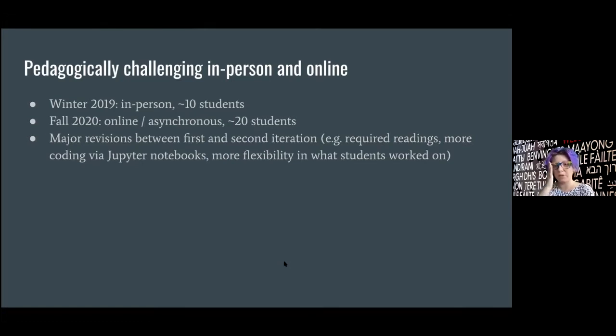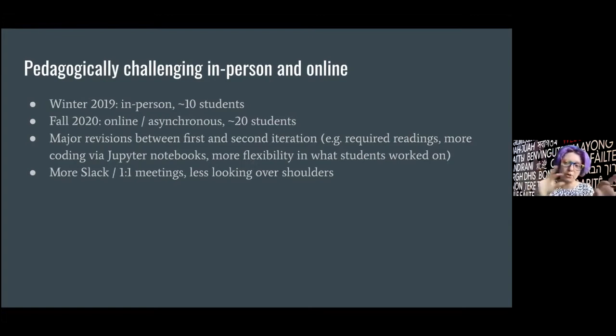There were major revisions between the first and the second iteration. The first time, I think I maybe went a little bit too extreme in terms of radically different pedagogy. There were no required readings, for instance. And I think this was a helpful scaffolding and more familiar thing for the students to actually have some readings as the basis of discussion this time around. And there was also more coding via Jupyter notebooks, which we had some technical and infrastructure adventures with this time. There were more Slack and one-to-one meetings and less physically looking over people's shoulders at their laptops, which again exploded the time involved in this course to do it asynchronously and basically, in some cases, do this as like 20 independent studies.